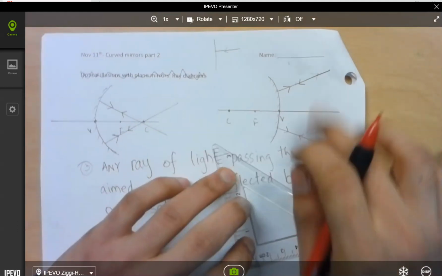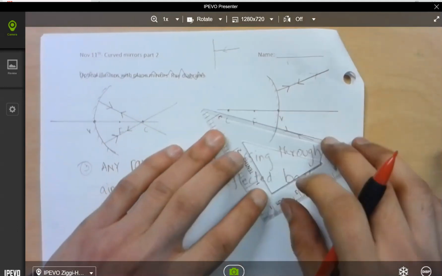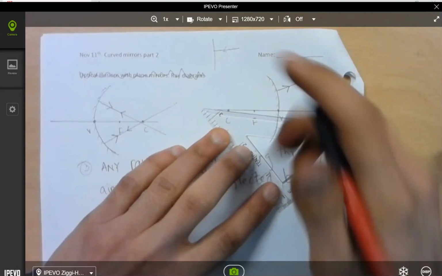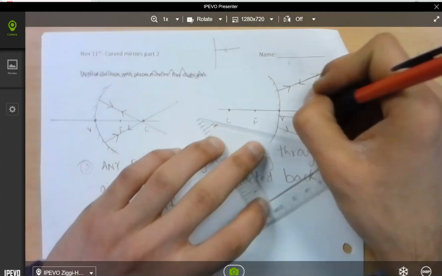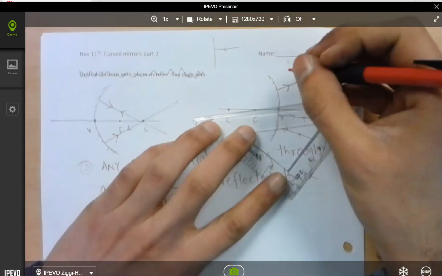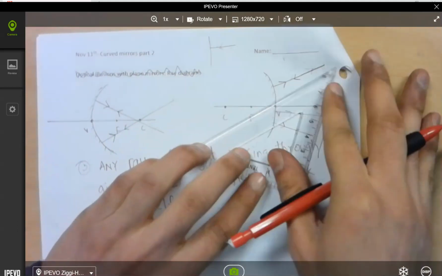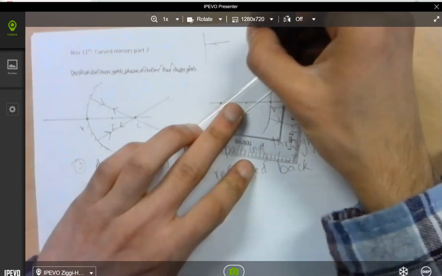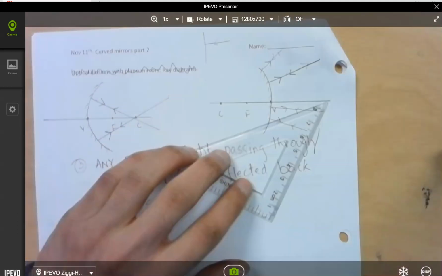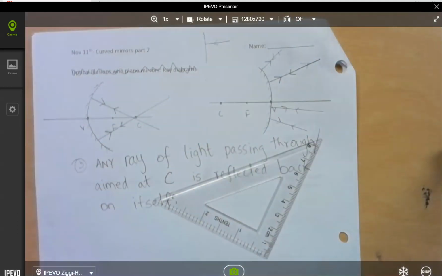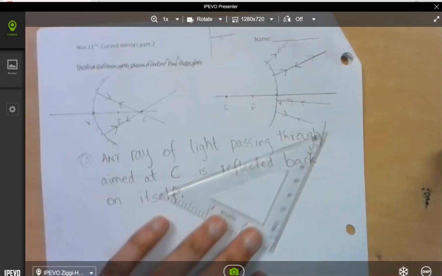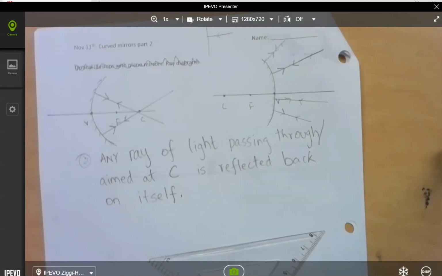Like these two lines? They're completely independent. As long as I could have drawn one like this, I could have drawn one somewhere over here like this. It doesn't matter. As long as the only property you're looking for is that it has to be aimed at C or passing through C. That's the only important thing.